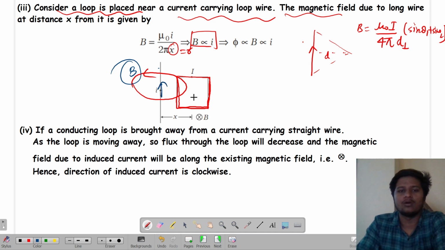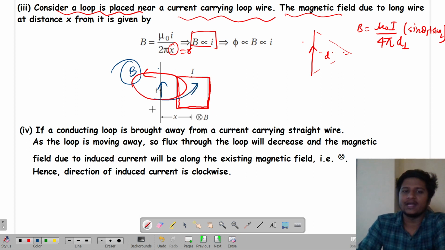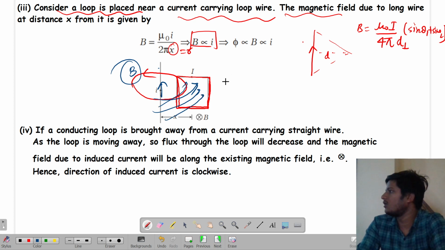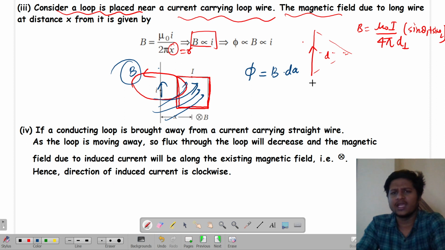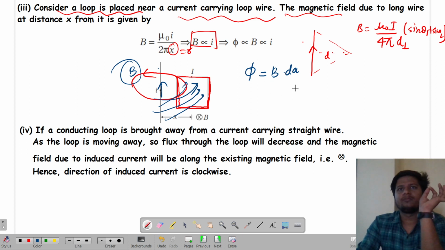Now, for this particular current loop, what is going to happen? For this particular square loop over here, this magnetic field will pass through it and it will generate some flux over here, or not? Yes. Now, flux has the formula B dot dA cos theta or something like that. Look over here first. Flux is equal to B dot dA.